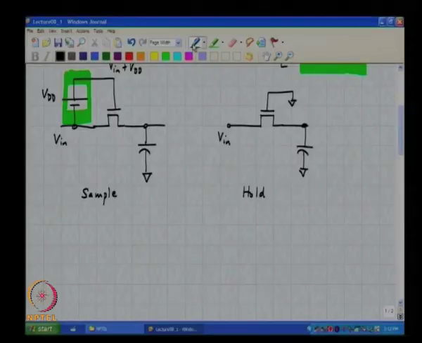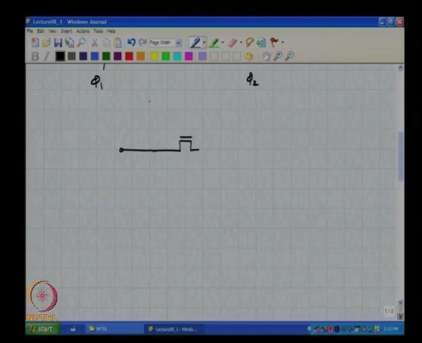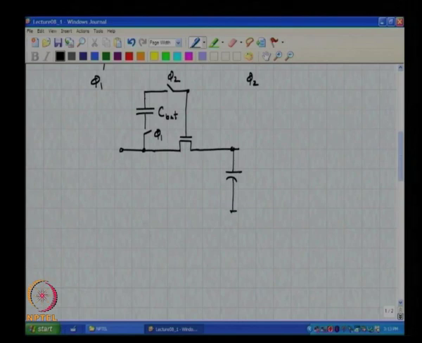For simplicity, I am just going to call the sample phase phi 1 and the hold phase phi 2, and so the in principle diagram of the switch will look something like this. During phi 1, this capacitor C bat is connected between the gate and source of the sampling switch.